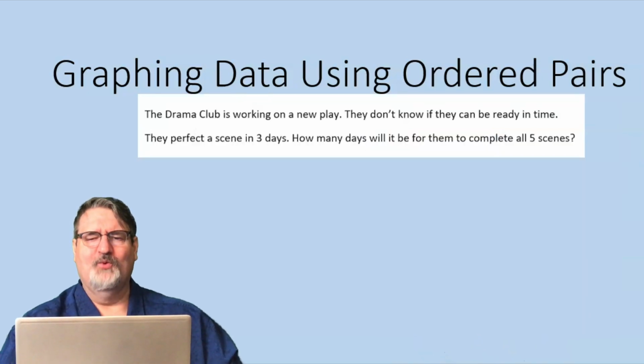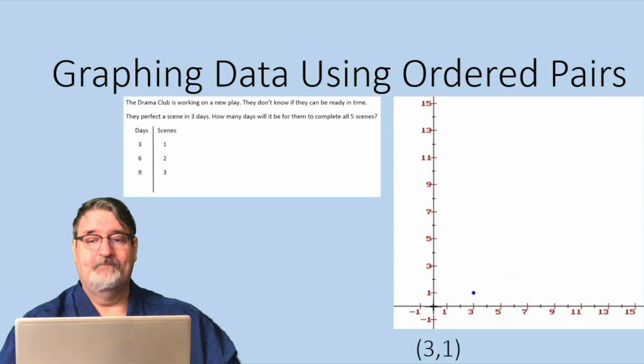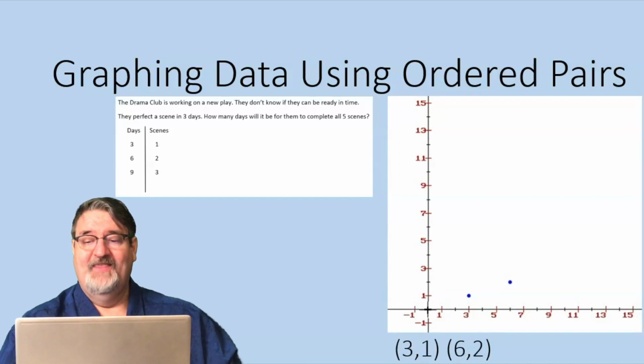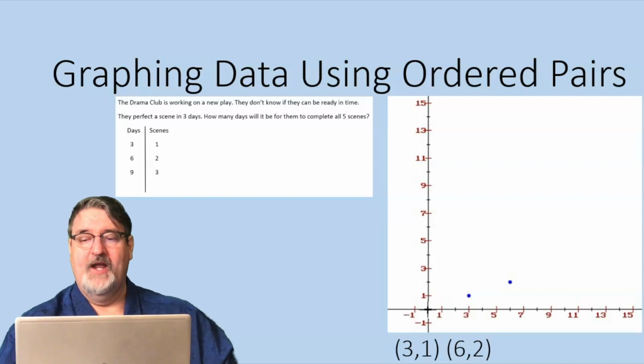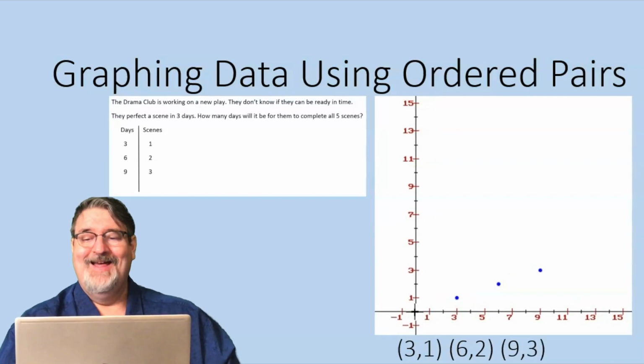The drama club is working on a new play. They don't know if they can be ready in time. They perfect a scene in 3 days. How many days will it be for them to complete all 5 scenes? So we're able to graph. The first one here is 3, 1. The second one is 6, 2. So we went over 6 to the right and up 2. The next one is 9 to the right and up to the 3.